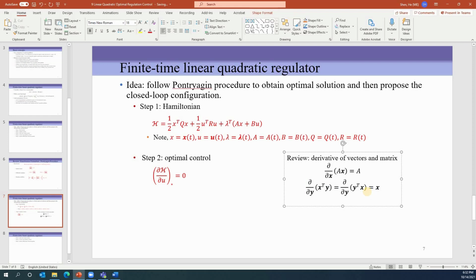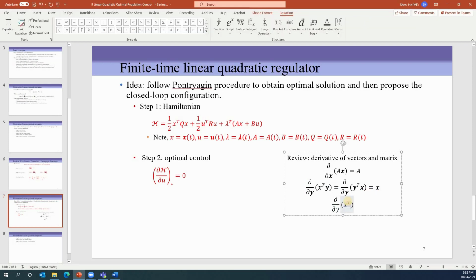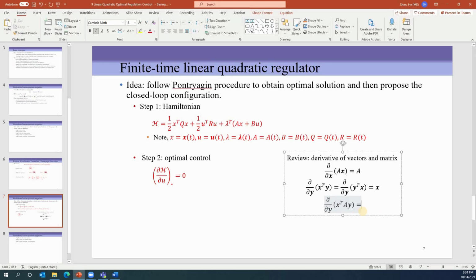The third one is x transpose times the matrix A times the vector y. This is equal to the same thing if we take the transpose of this whole thing. If we make a transpose of the whole thing, that will become y transpose times A transpose times x. That will give us the vector A transpose times x.